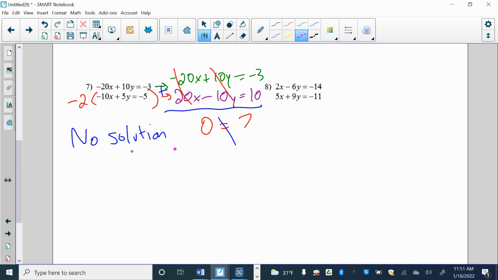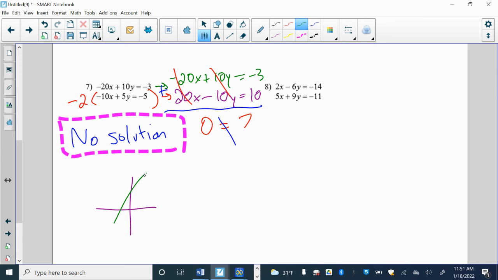So these two equations have no point in common, which can happen with lines, right? If you graph two lines and they're parallel, two parallel lines, they never cross, they have no point in common, and there would be no solution. They have no point in common.